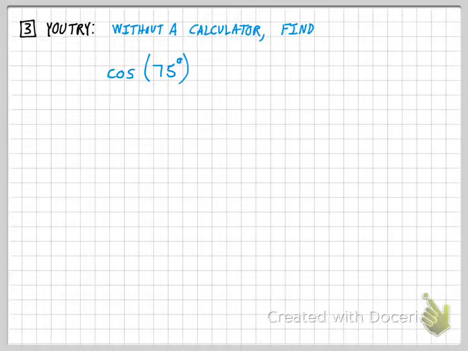Alright, you try. Your first task in here is to think about 75 degrees in terms of angles that you already know. So take that hint, use your formula, and see if you can come up with the cosine of 75 degrees.